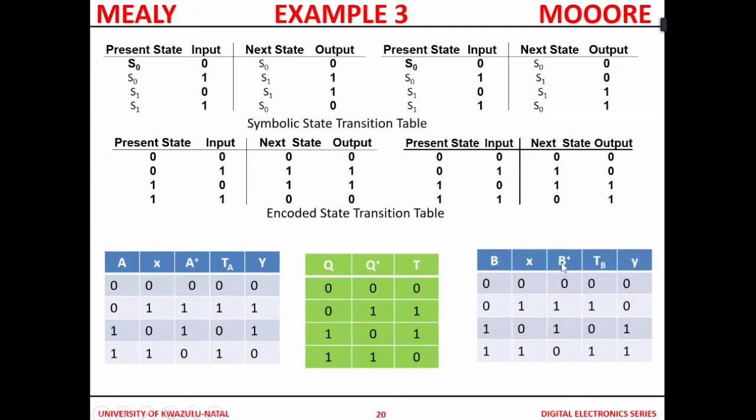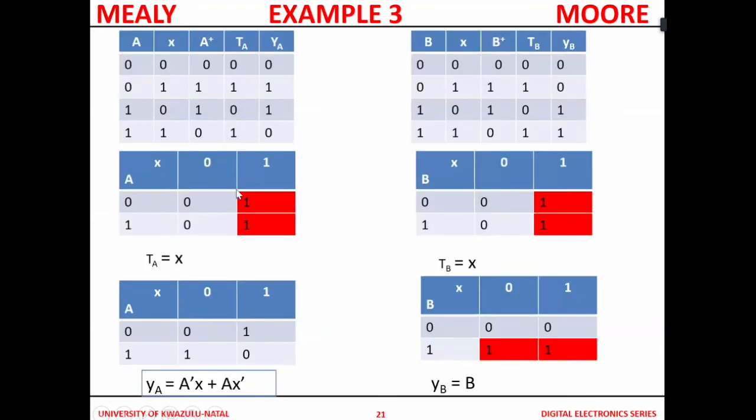In the exam, you'll only be asked to design one. If they don't tell you which particular one, you choose the one you want. If your present state for B is 0 and the next state is 1, what is your T? It means it toggled, so T should be 1. You fill in that, and then we go to the K maps.